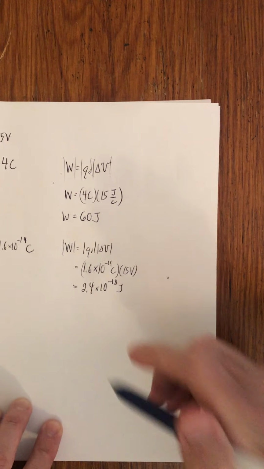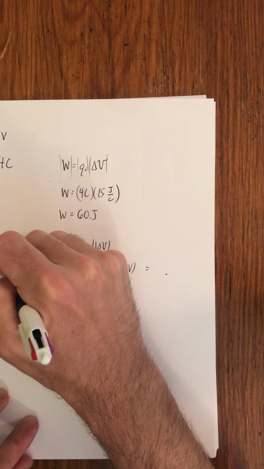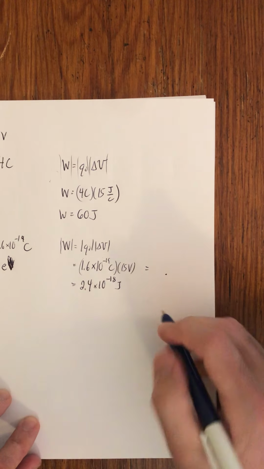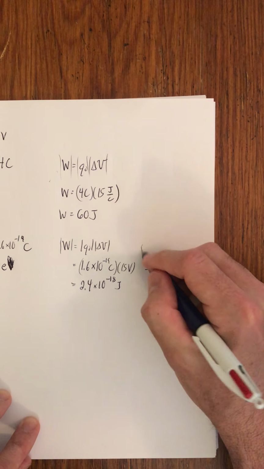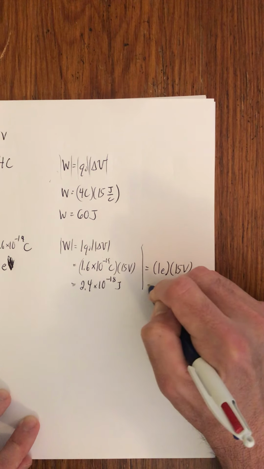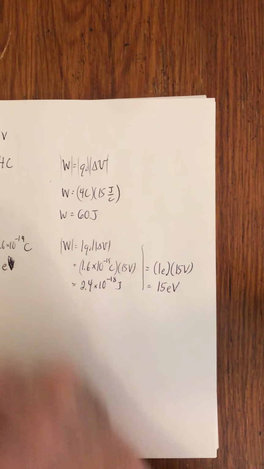Now if I redo that in electron volts, the easiest thing, rather than just doing a conversion, is to convert my charge into elementary charges. So this would be in terms of elementary charges: 1 elementary charge through a 15 volt potential difference to give me 15 eV. All right, nice and simple.